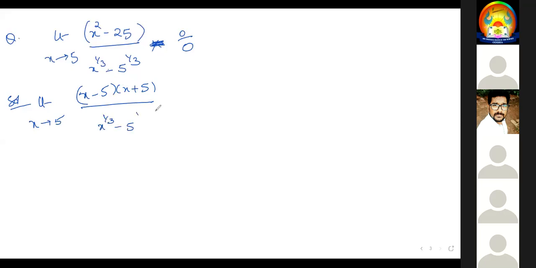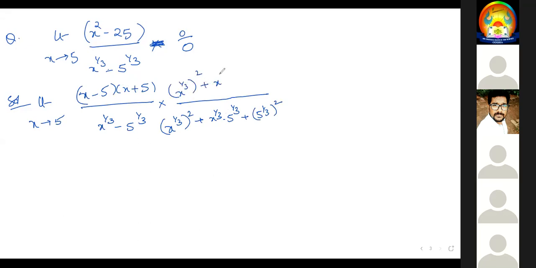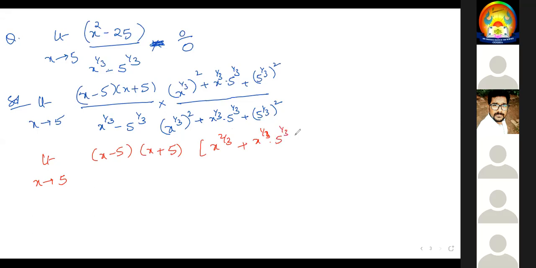The denominator is x power 1 by 3 minus 5 power 1 by 3. With what should I multiply now? X power 1 by 3 whole square plus x power 1 by 3 into 5 power 1 by 3 plus 5 power 1 by 3 whole square. Here also the same. So limit x tends to 5 can be written as x minus 5 into x plus 5 into x power 2 by 3, x power 1 by 3 into 5 power 1 by 3, 5 power 2 by 3. Yes, sir, answer.